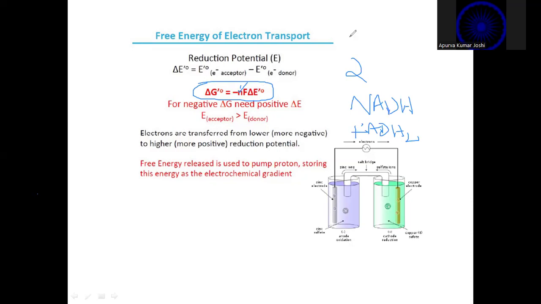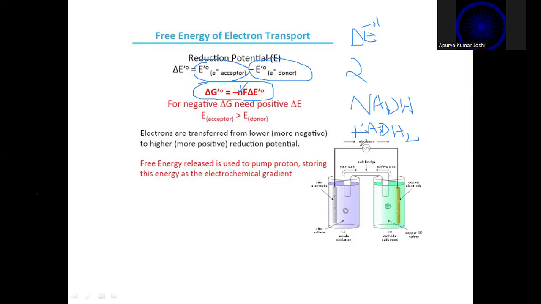And this is more important. Delta E naught prime is just the change in the standard reduction potential, or redox potential. It's simply the redox potential of the electron acceptor minus the redox potential of the electron donor. And unless you're involved in determination of redox potentials, don't worry about it.